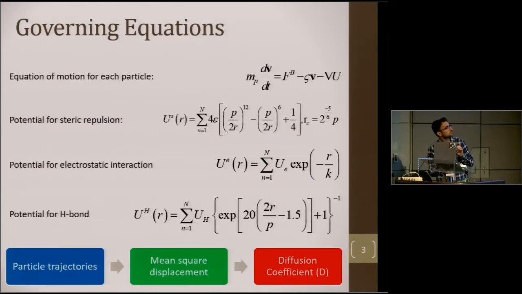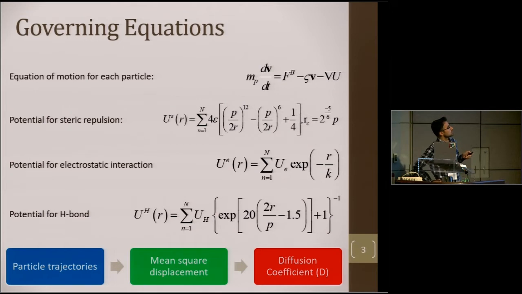To model this process, we simply solve the equation of motion for each single particle. Here, MP is the mass of particle, V is particle velocity, T is time, FB is the Brownian force, which is a random force due to the collision with solvent molecules. The second term is drag force, and the last term is all other pairwise interactions between a particle and mucin, which can be either a steric repulsion or electrostatic interaction and H bond.